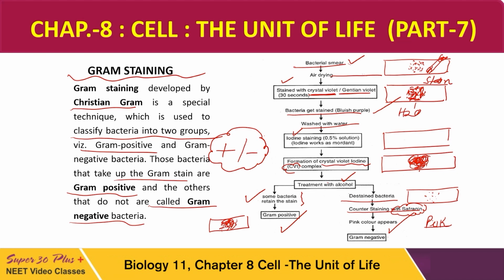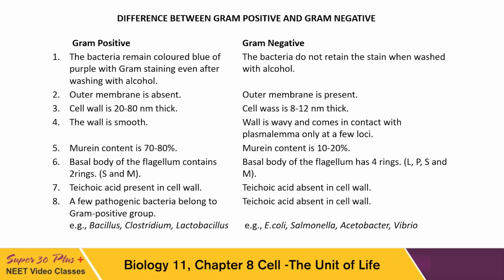Now you have to see what's the reason that some of the bacteria have become gram-positive and others are gram-negative. We have to differentiate: what is the reason that some have retained the color, that is crystal violet, and in the others the crystal violet color is washed away. We have to see the differences between gram-positive and gram-negative bacteria.